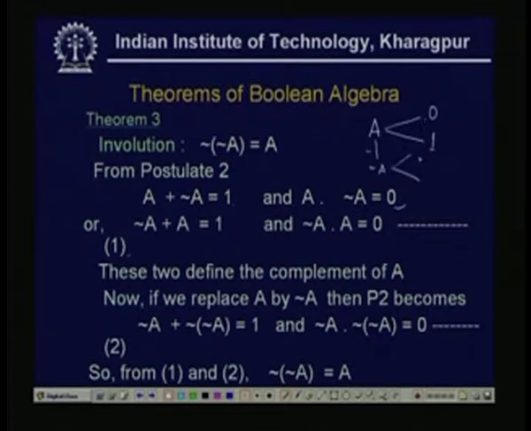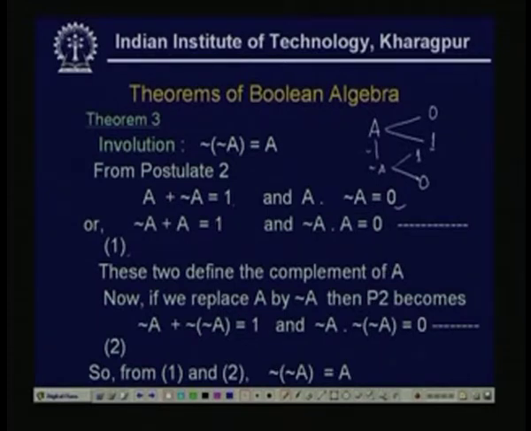If A is 0, then negation A is 1. If A is 1, then negation A is 0. That means if A is a Boolean variable, negation A is also a Boolean variable. So, I can easily replace A by negation A. Then what will be the postulate 2? That negation A plus negation A. Now, A is replaced by negation A.